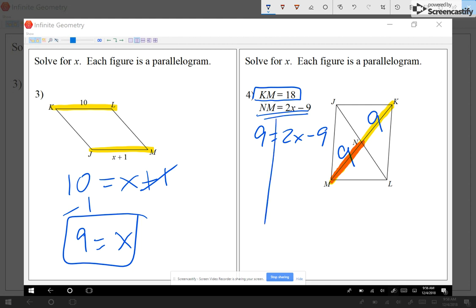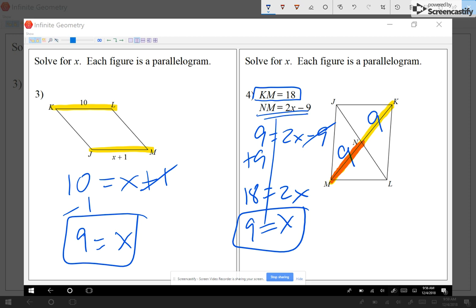So I'm just going to treat this as an algebra question. I'm going to add 9. I have that 18 is equal to 2x. Divide both sides by 2. X in this case happens to be 9. Some cases, like the first equation, KM equals 18, I will give you the entire diagonal, in this case, the whole thing. Break it in half. Some cases I will only give you half of the diagonal.